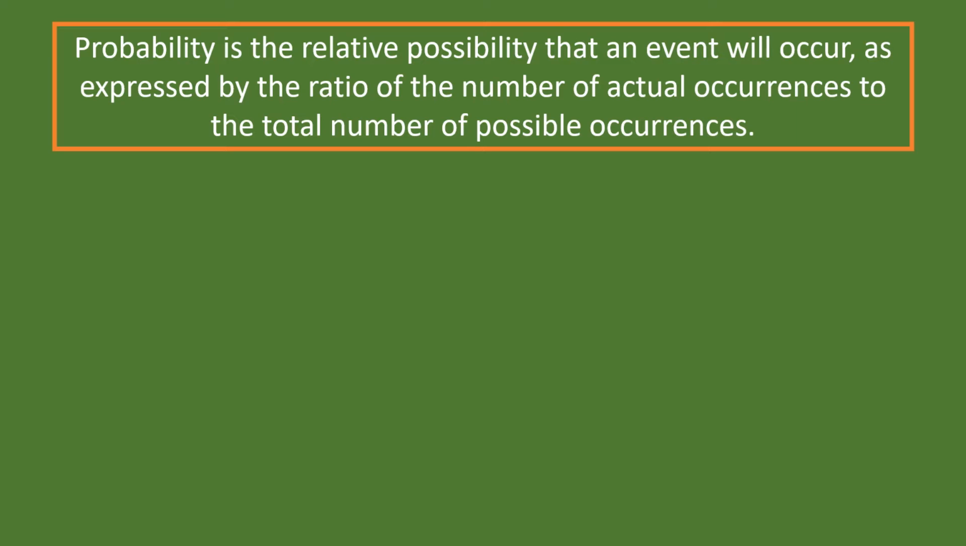So from this definition, we can find that the formula for probability is, let us represent P of E as the probability. In order for us to get the probability of a certain event, we will get the number of actual occurrences, which we will represent by N of E, divided by the total number of possible occurrences, which we will be representing by N of S.